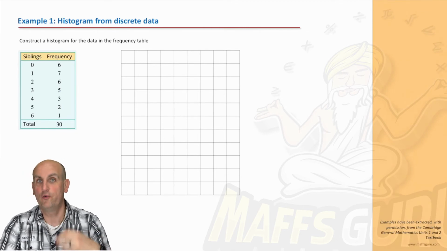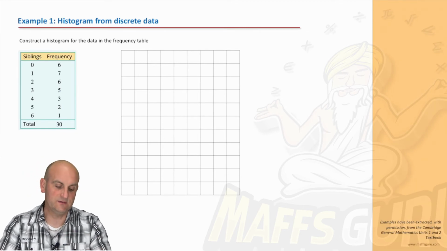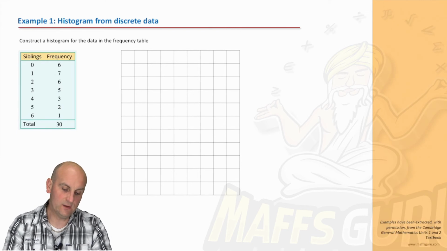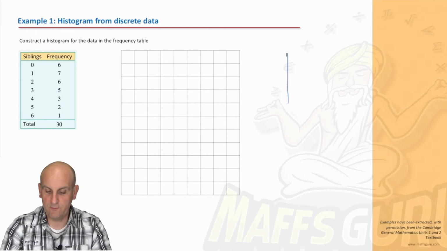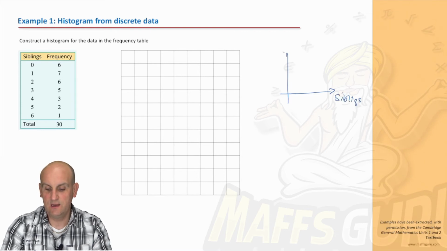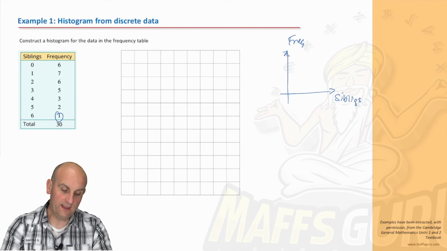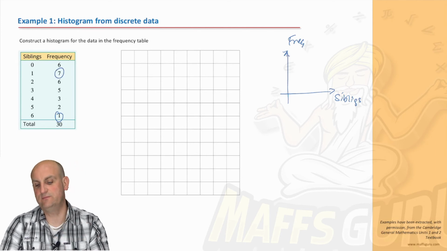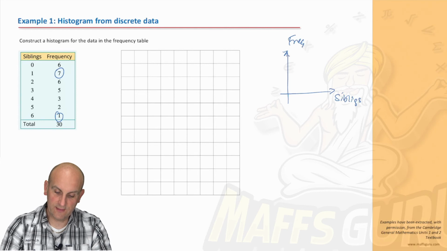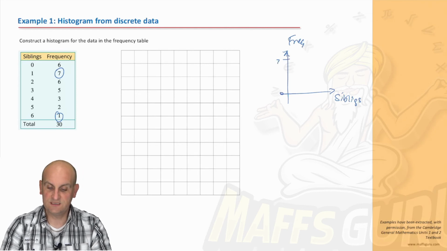Here is a histogram from discrete data. So what we now have is 6 siblings and we have one. Remember that along the bottom is going to be my siblings, because frequency always goes up the side. What is the lowest frequency? It appears to be 1. The highest frequency is 7, so it's perfectly acceptable to start from a frequency of 0. So I now know that it's going to go from 0 all the way up to 7. What about my siblings? Well, my siblings are going from 0 to 6.